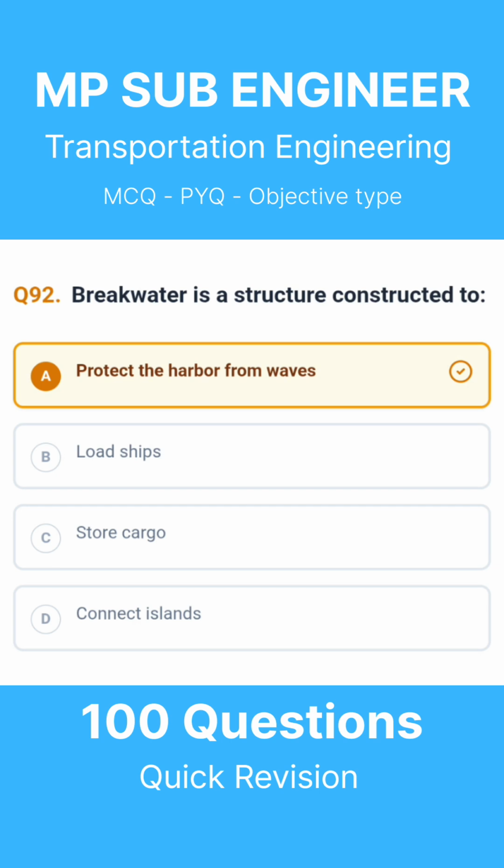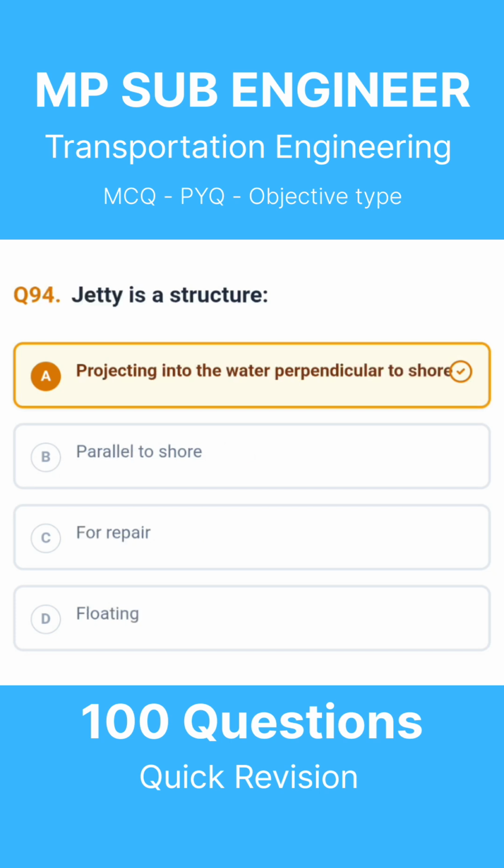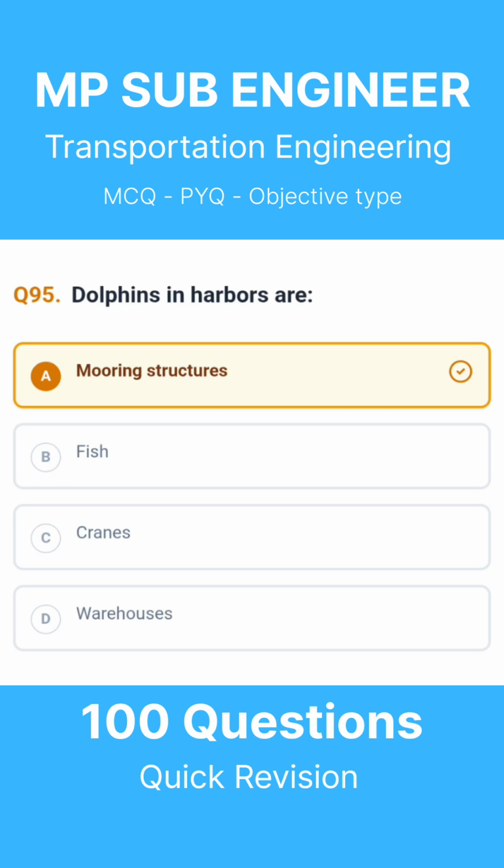Question 92. Breakwater is a structure constructed to. The correct answer is protect the harbor from waves. Question 93. Wharf is a structure. The correct answer is parallel to the shore for berthing. Question 94. Jetty is a structure. The correct answer is projecting into the water perpendicular to shore. Question 95. Dolphins in harbors are. The correct answer is mooring structures.